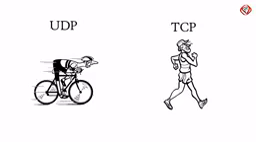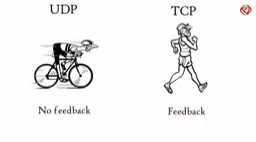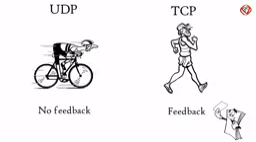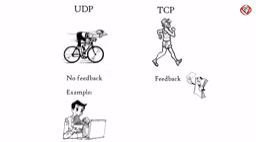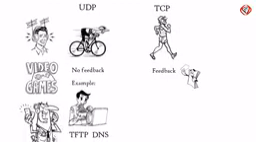UDP is faster than TCP because it does not provide any feedback whether data was really delivered, whereas TCP provides a feedback. Therefore, lost data can be retransmitted in TCP. UDP is used where it does not matter whether we have received all data. For example, online streaming movies, songs, games, voice over IP, TFTP, DNS, etc.